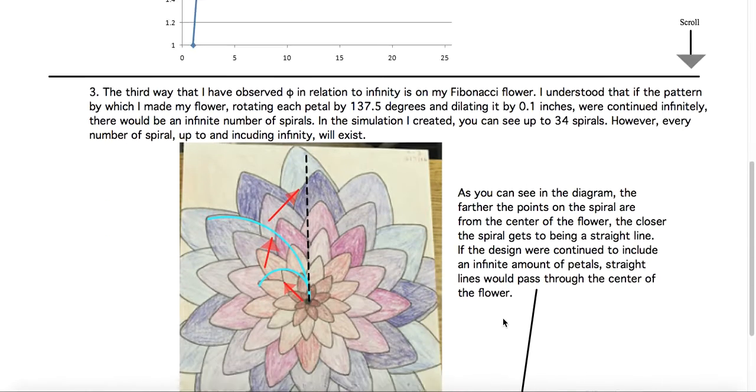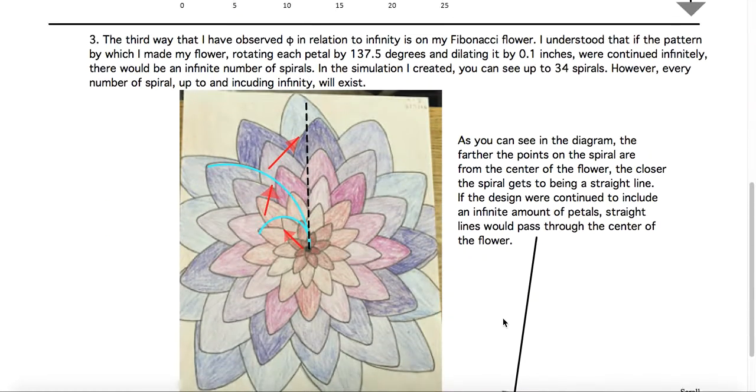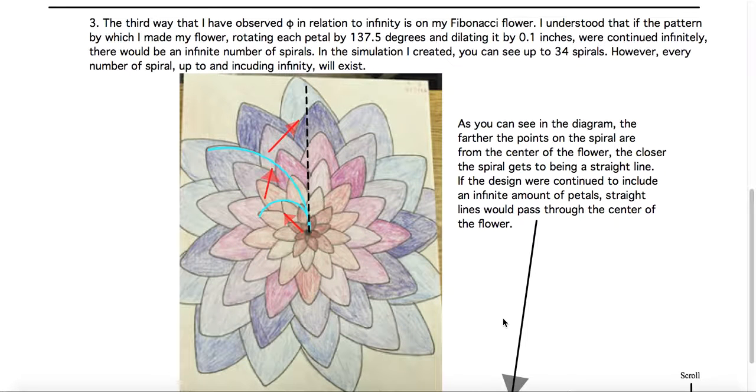A way that I want to point out is how I studied it in comparison to the Fibonacci flower. So the way I made this flower, I constructed it by hand, is that I drew petals and then rotated each petal by 137.5 degrees and dilated 0.1 inch. And this is the golden ratio for angles.